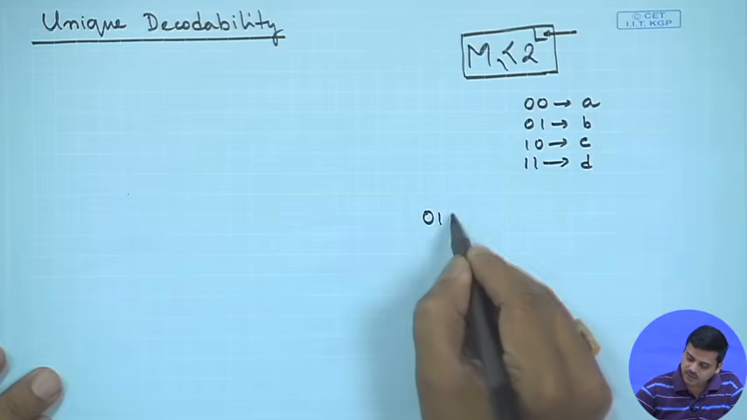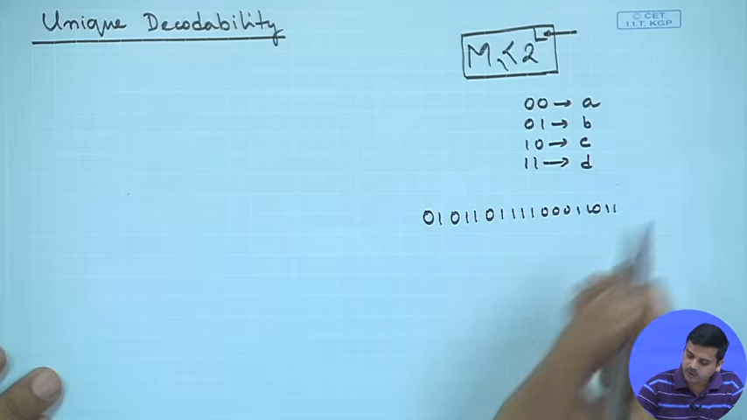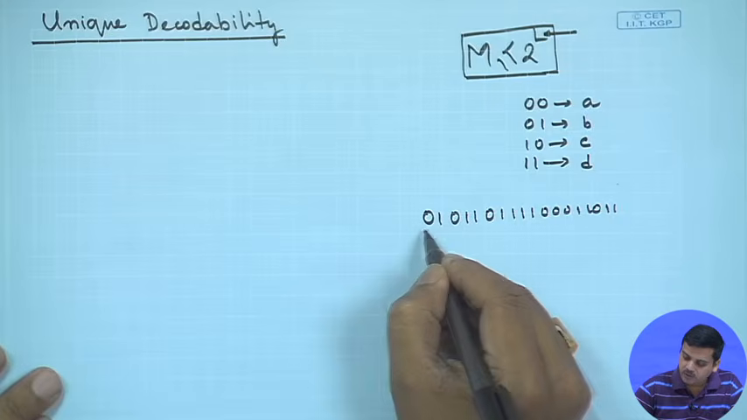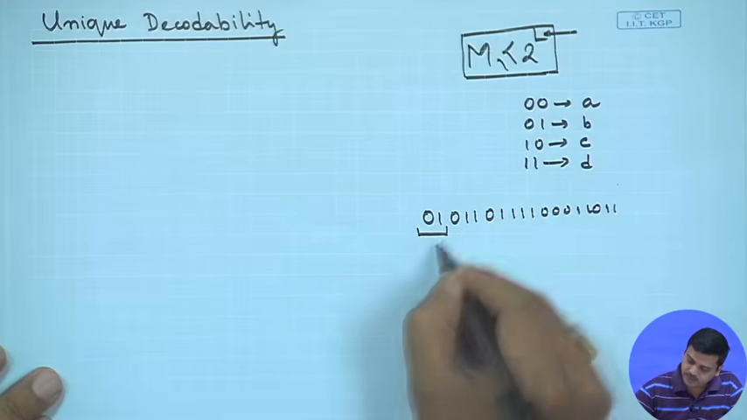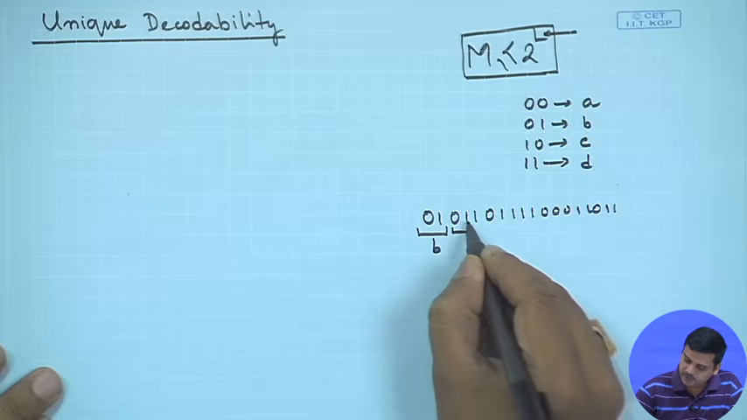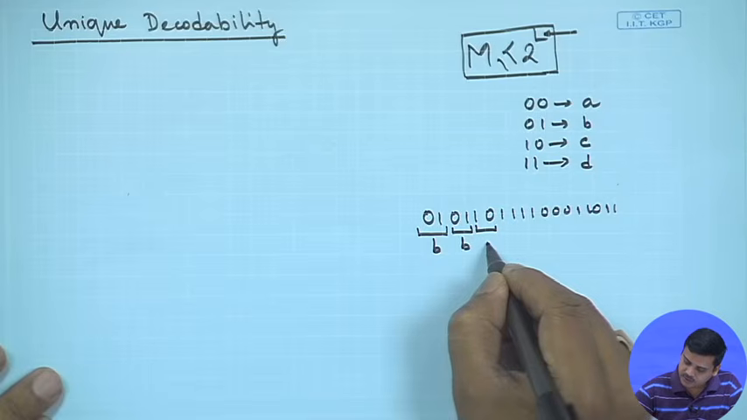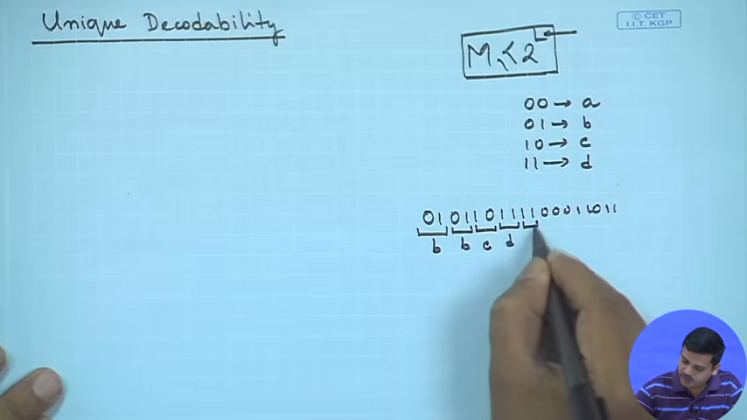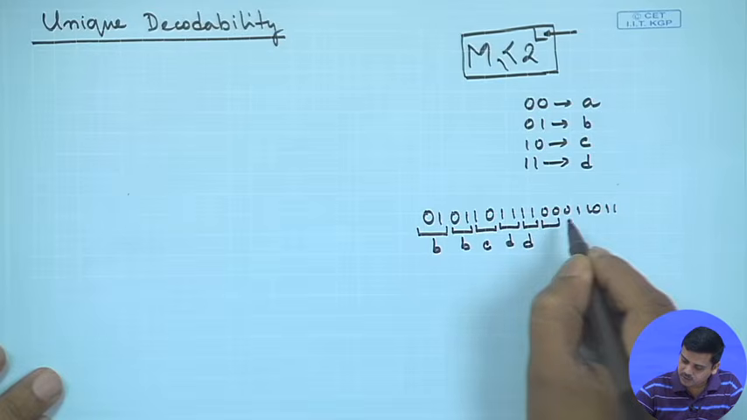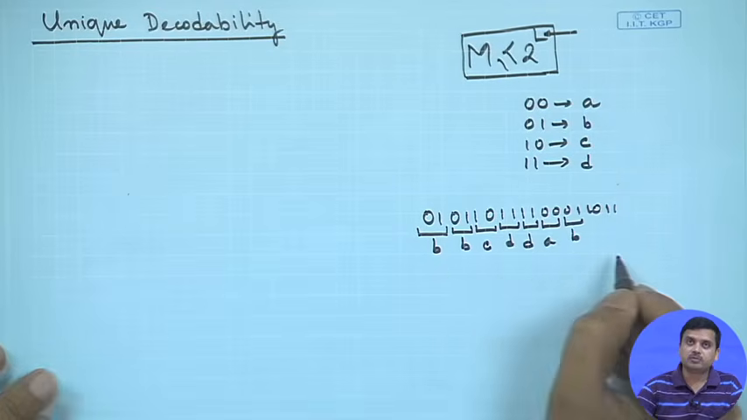So, if there is a string of this coming, it will know that it has to read 2 at a time. So, it is going to read this, go there, it is a B. Again it will read this, go there, it is a B. It will read this 10, it is a C, 11, it is a D, again 11, it is a D, 00, it is an A, 01, it is a B. So, there is no confusion about decoding.